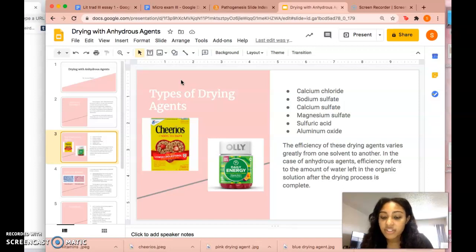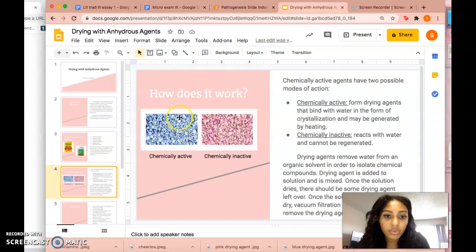In the case of anhydrous agents, efficiency refers to the amount of water left in the organic solution after the drying process is complete. So how does it work? This is just a picture of a chemically active drying agent, and then the pink is chemically inactive. So drying agents have two possible modes of action, chemically active and chemically inactive.